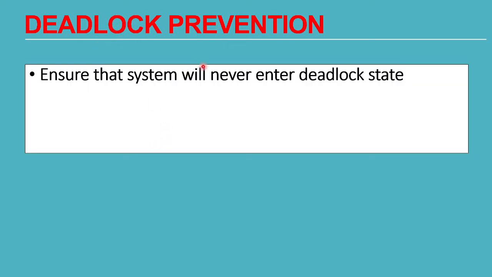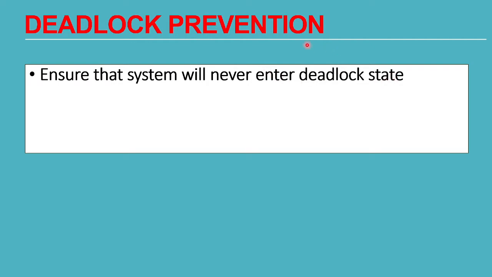For example, if you have a fear of getting cold, first you will take precautions or try to prevent it, by not eating any cold stuff. That is called prevention. You are preventing first, before it can occur. Now, what is deadlock prevention? It ensures that the system will never enter a deadlock state.